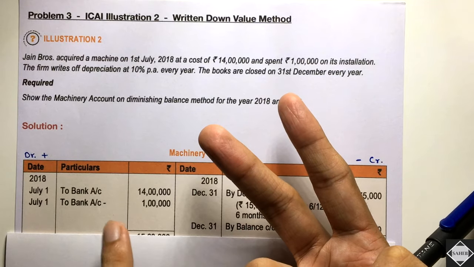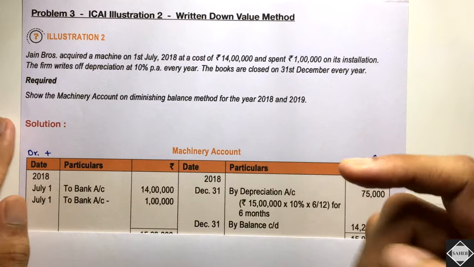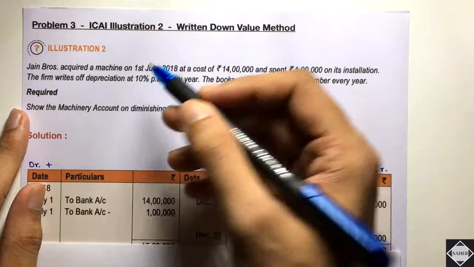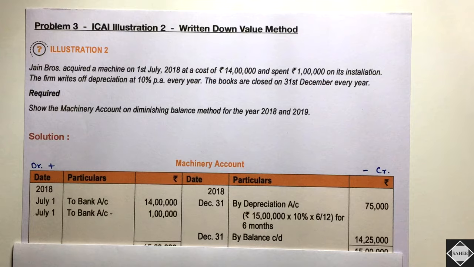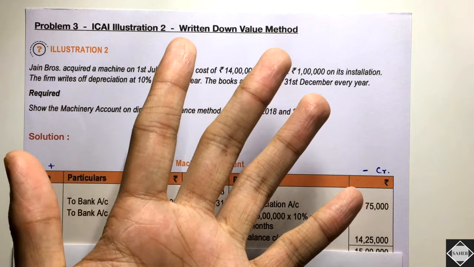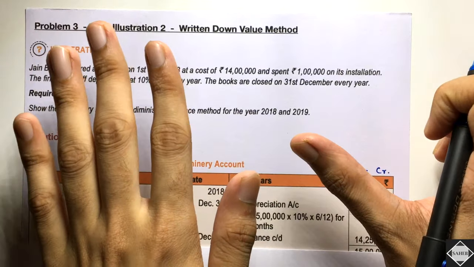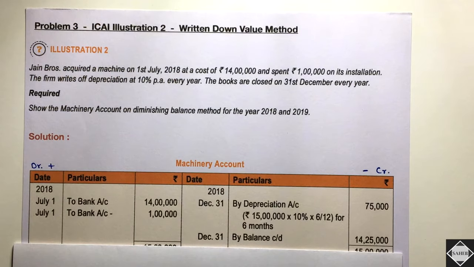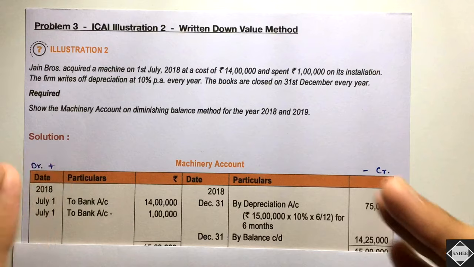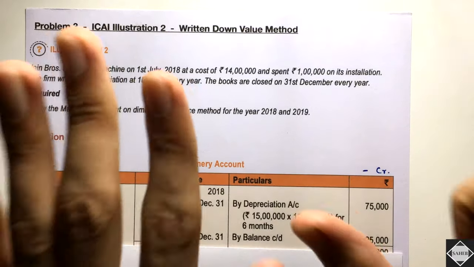Now, this is the year in which you have purchased the machinery, and you have purchased it in between the year, on 1st July. So you have to calculate from 1st July till December 31st, how many months have passed? July, August, September, October, November, December. 6 months have passed. So you can only charge 6 months depreciation. You all know we charge proportionate depreciation. If we have purchased or sold in between the year, then in that year we charge proportional depreciation. That is the case over here in 2018. We have purchased a machine, so we have to charge proportional depreciation for only 6 months.